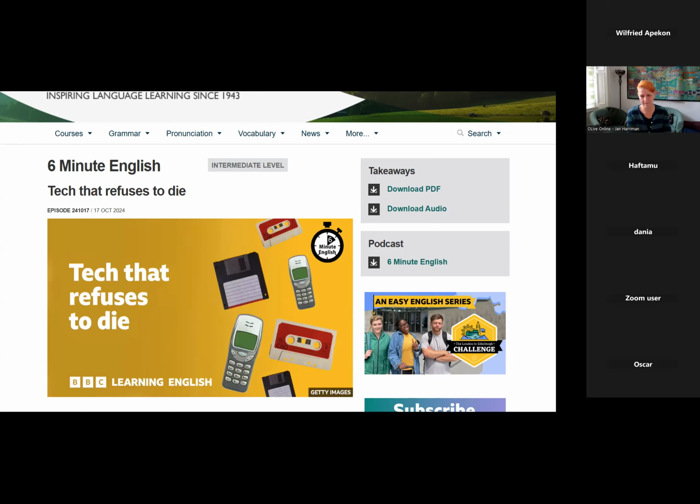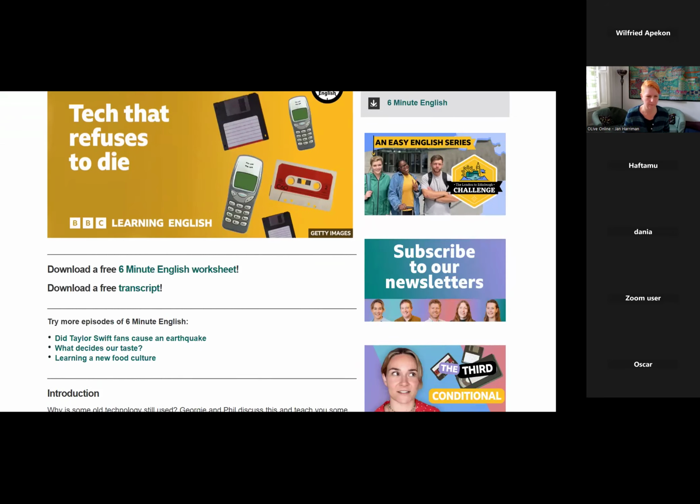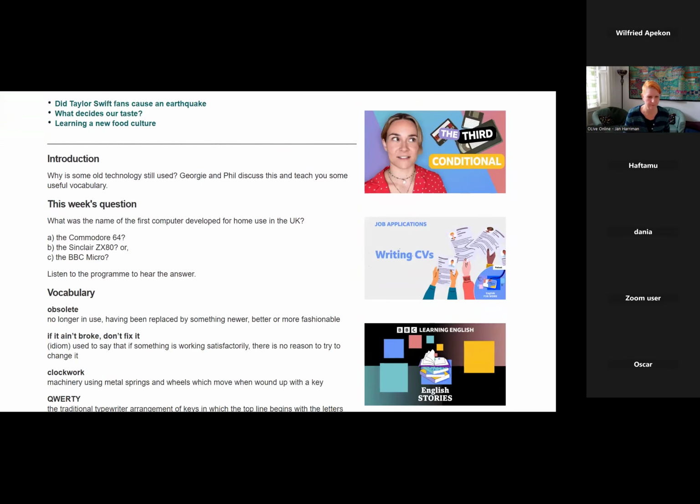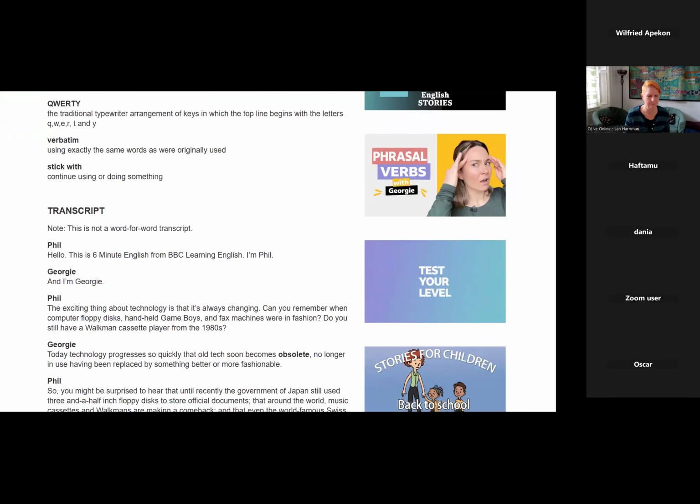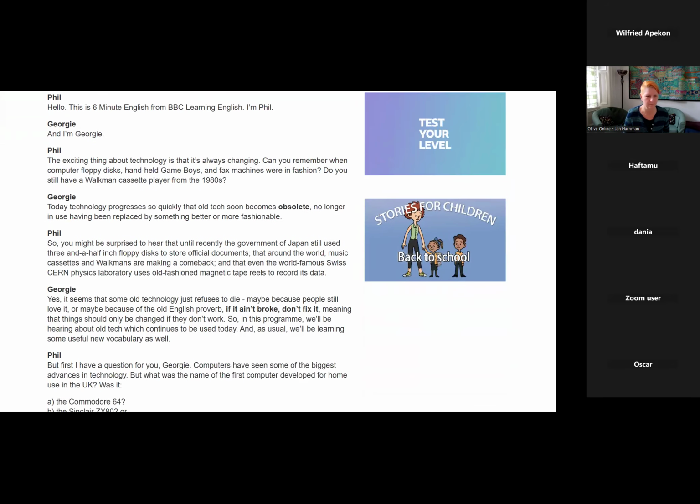better or more fashionable. So, you might be surprised to hear that until recently the government of Japan still used 3.5-inch floppy disks to store official documents. That around the world, music cassettes and Walkmans are making a comeback. And that even the world-famous Swiss CERN physics laboratory uses old-fashioned magnetic tape reels to record its data. Yes, it seems that some old technology just refuses to die.